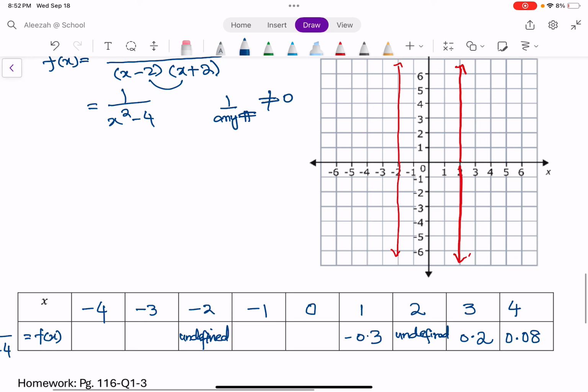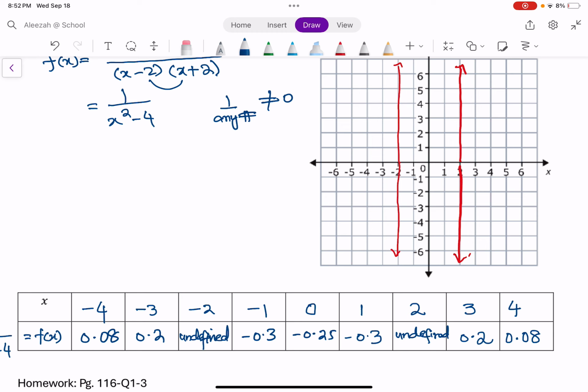Okay, now if I have to graph it, because this is not a simple function, I can make a table of values here. So I plug in some random positive and negative values. When x is 0, if I plug in 0 here, it will be negative 1 over 4, so it will be negative 0.25. When I take x as negative 1, it will be negative 0.3. When x takes negative 3, it will be 0.2. When I take x as negative 4, it's 0.08, right?